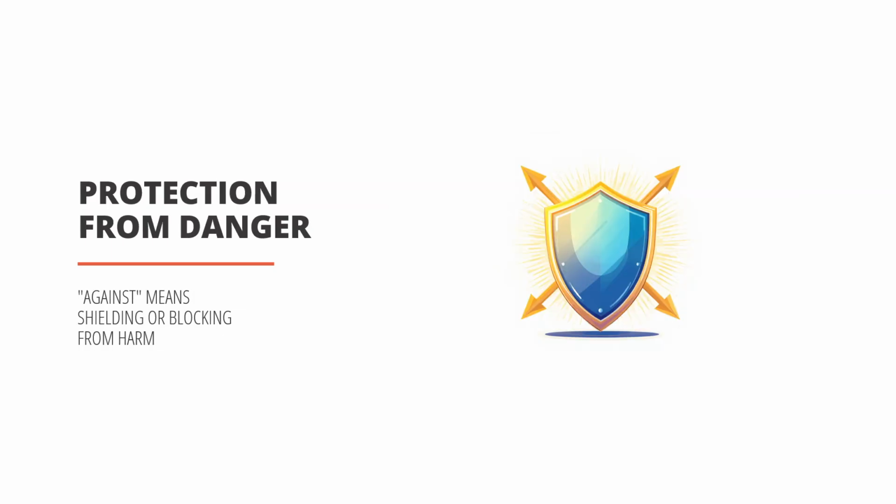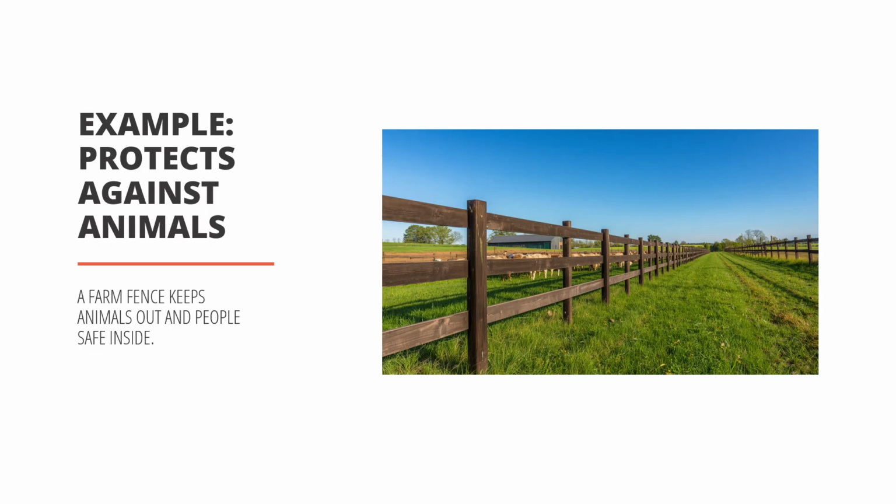Against also means protection from danger. A fence protects against wild animals. It keeps them away from your home. For example, the fence protects against animals entering the garden. The animals cannot get inside because the fence blocks them.